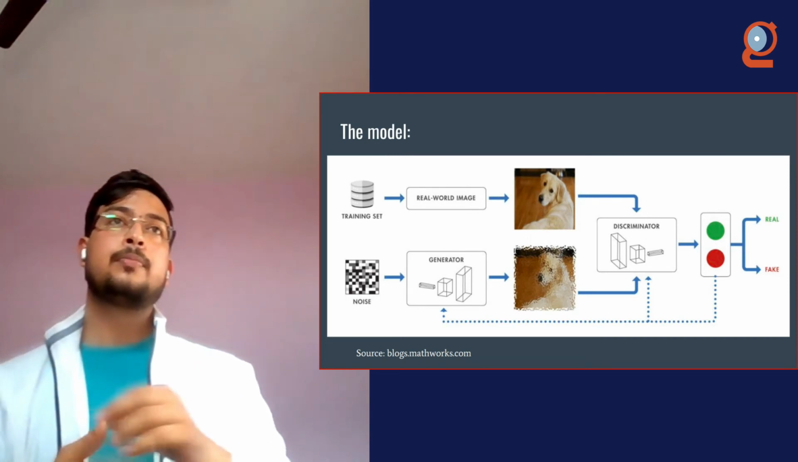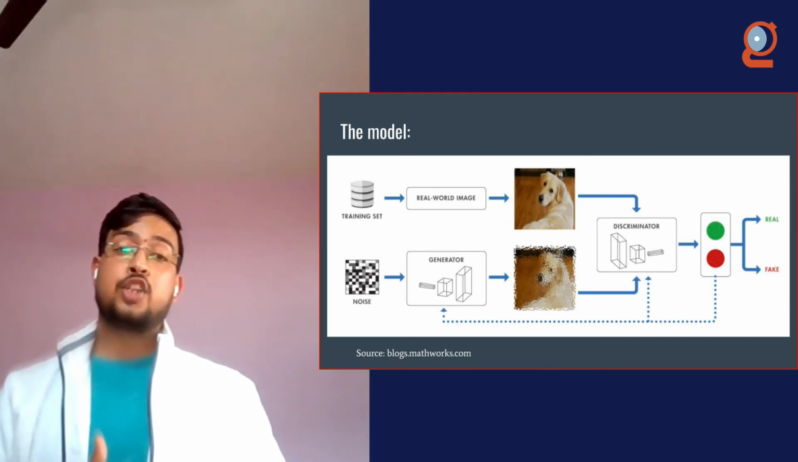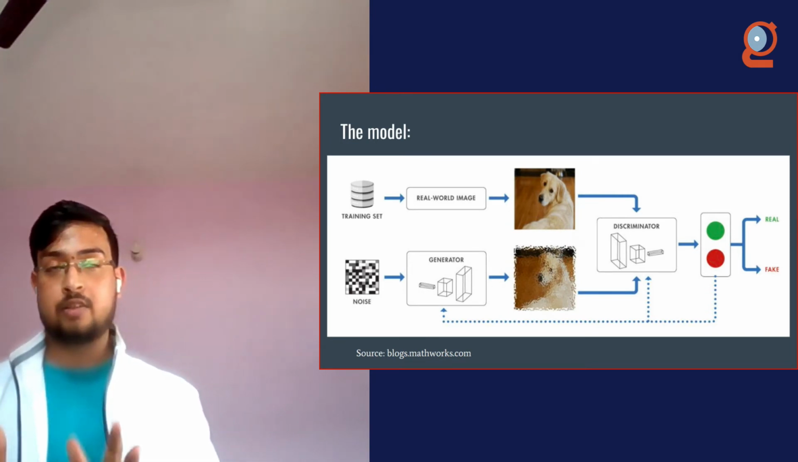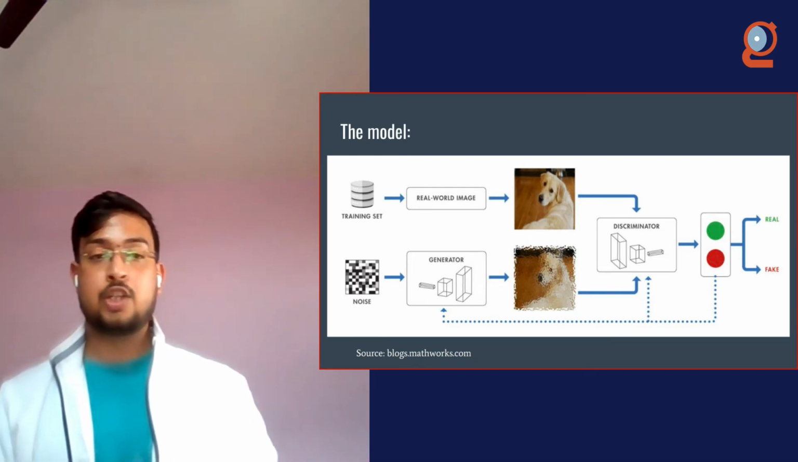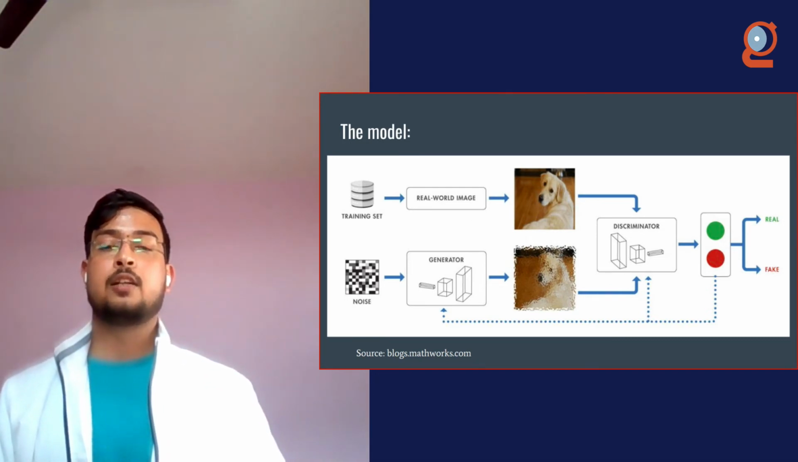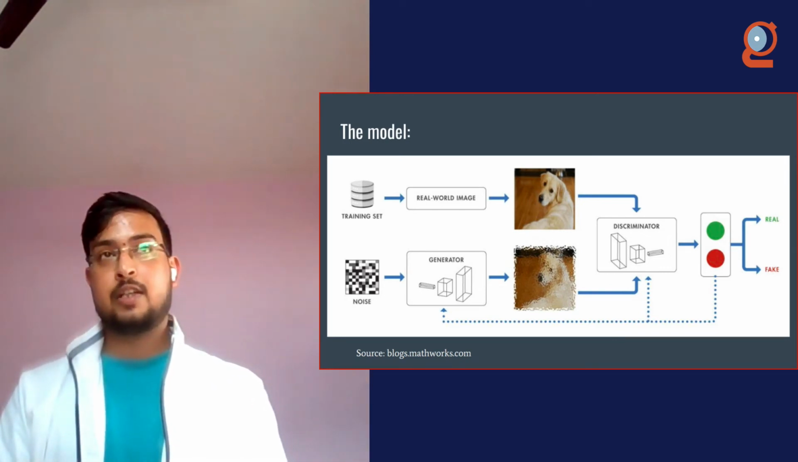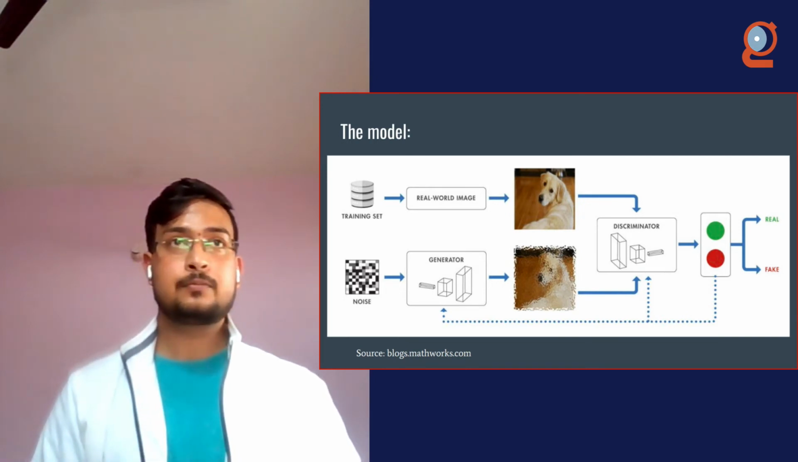So this happens over the loop, until the generator is producing fake images as good as the real ones. That's the real catch. That's where the generator tries to win over the discriminator. As is clear, the main job of the generator is to fool the discriminator and pass it.